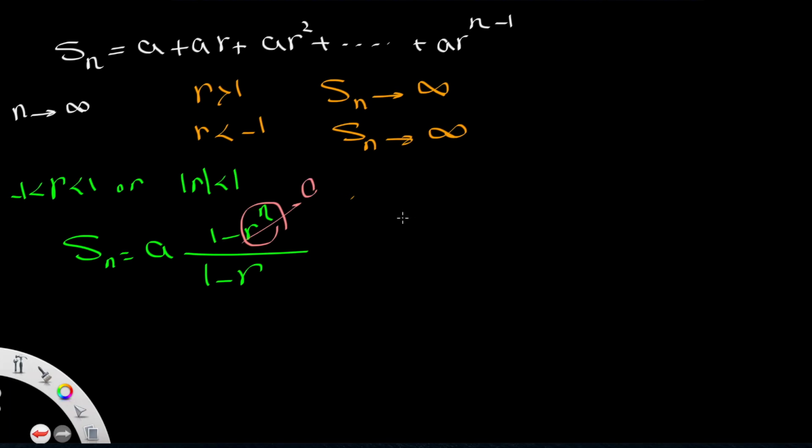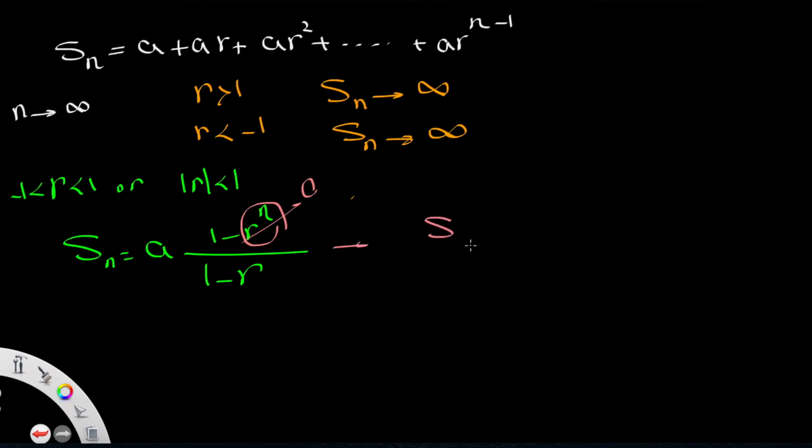Consider, for example, a number like half. Half to the power of 2 will be 1 over 4. To the power of 3, 1 over 8. To the power of 4, 1 over 16. To the power of 5, 1 over 32. To the power of, for example, 10, 1 over 1024. As you notice here, when the power increases, the fraction will be decreasing. So it tends to almost 0. So you can easily cancel out r to the power of n because it tends to 0.